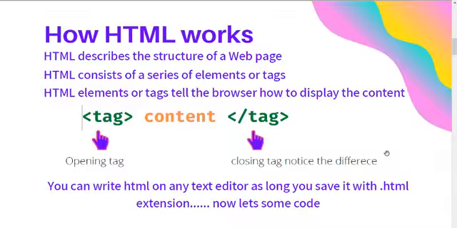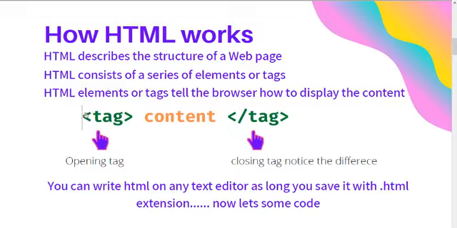So the way it works is that HTML consists of a series of elements or tags. HTML elements or tags tell the browser how to display the content. So let's say you want to write a content, I am a boy. You will put I am a boy into a tag, and based on the kind of tag you put I am a boy into, the web browser will know how it's going to display that particular content.